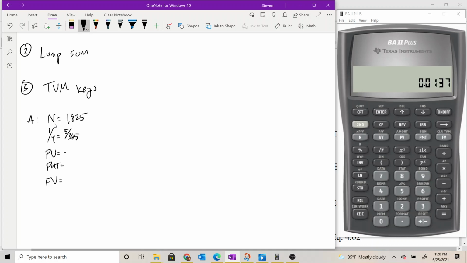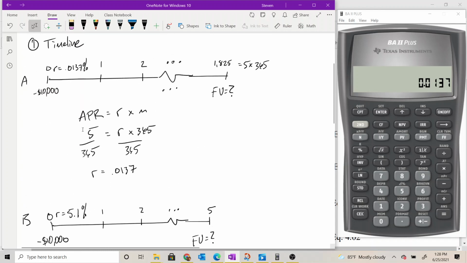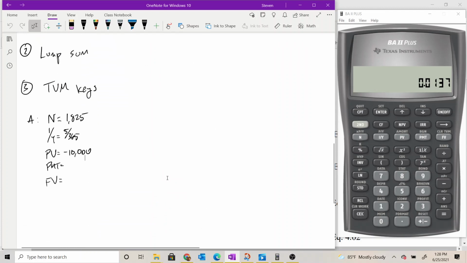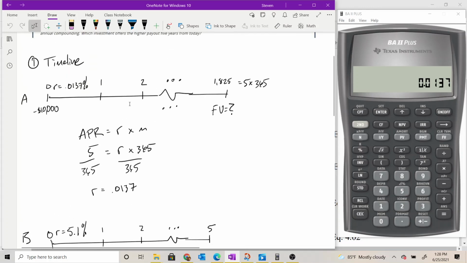Present value is going to be a cash outflow of 10,000. What we put on the present value key is what happens at time period 0 on the timeline. And for investment A, that is a cash outflow of 10,000. What goes on the payment key are any cash flows that happen over and over again, so at each tick mark on the timeline.